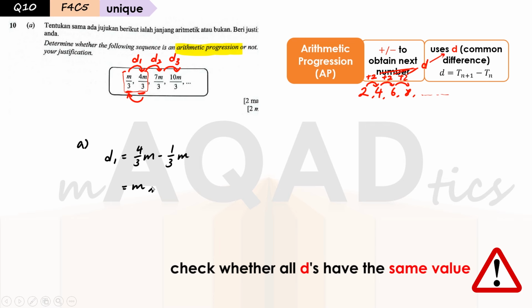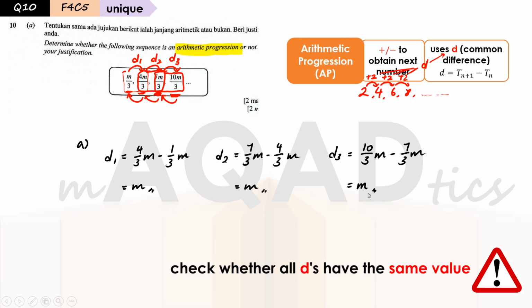Alright, so let's do the same thing when we are finding d2. So d2 would be these 2 values. So the value in front minus the value at the back. So d2 would be 7 over 3m minus 4 over 3m, which is also m. Okay, so now let's go to the third d. So third d is here. Again the same thing, the front value minus the back value. So it's still m.